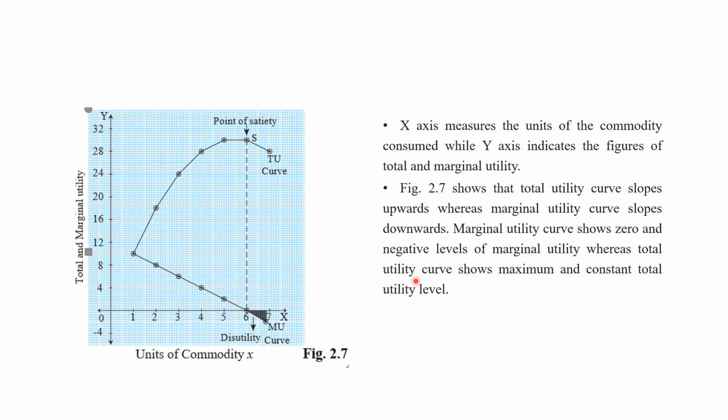The total utility curve shows the maximum and constant total utility level. It shows at which point you reach the maximum satisfaction. That is at the point 30 units of satisfaction, at the 6th or 7th unit. When I was consuming six apples, my satisfaction was 30, which means I am measuring it in numbers. So total utility shows the maximum satisfaction and marginal utility keeps on diminishing.